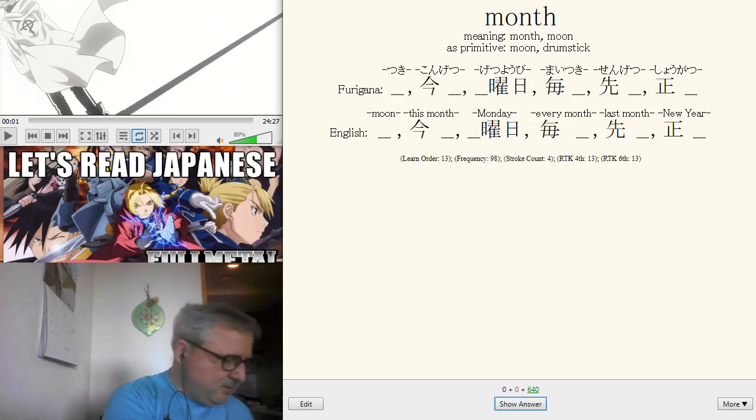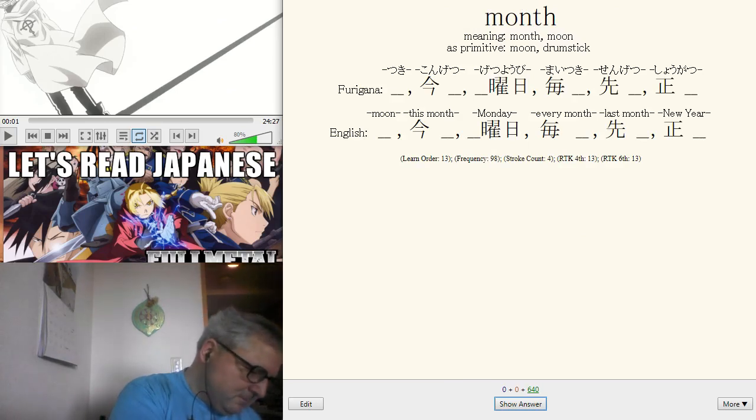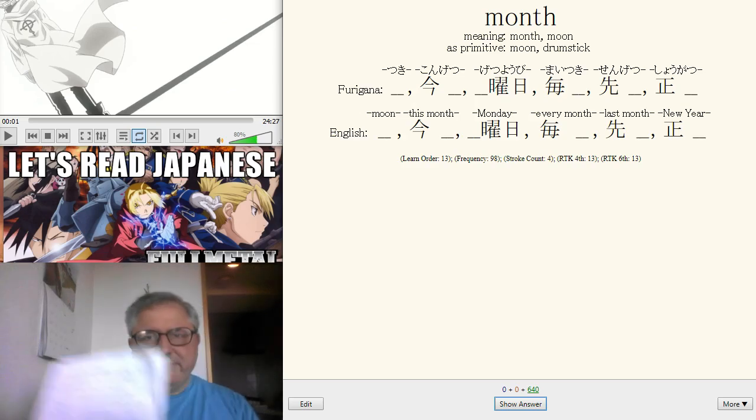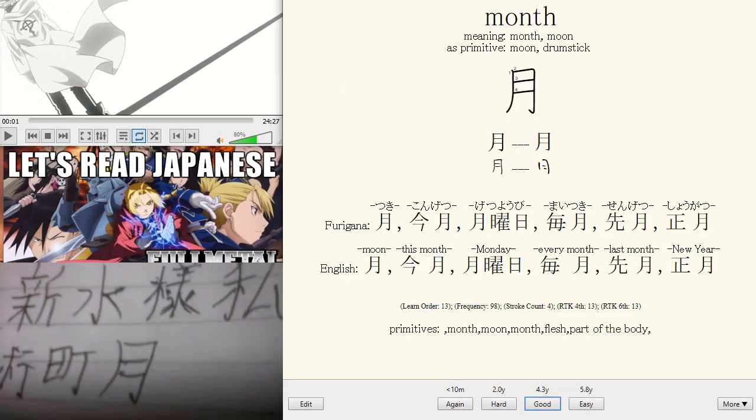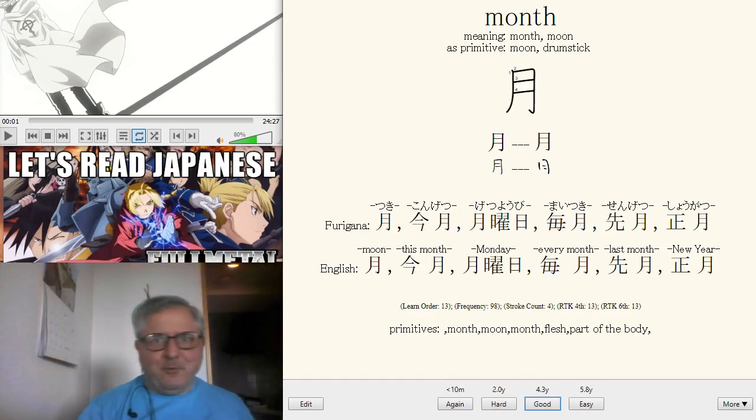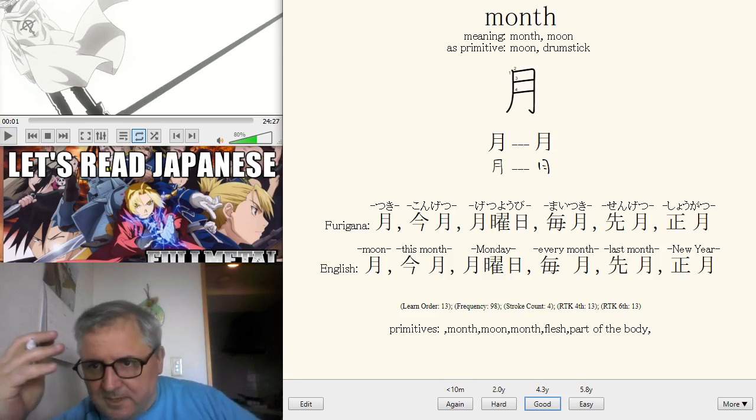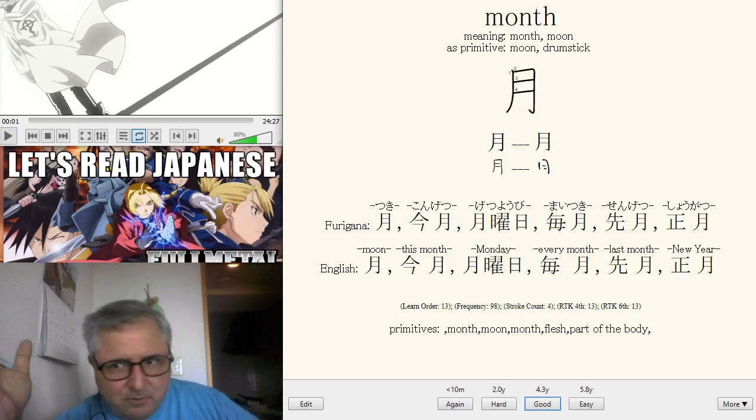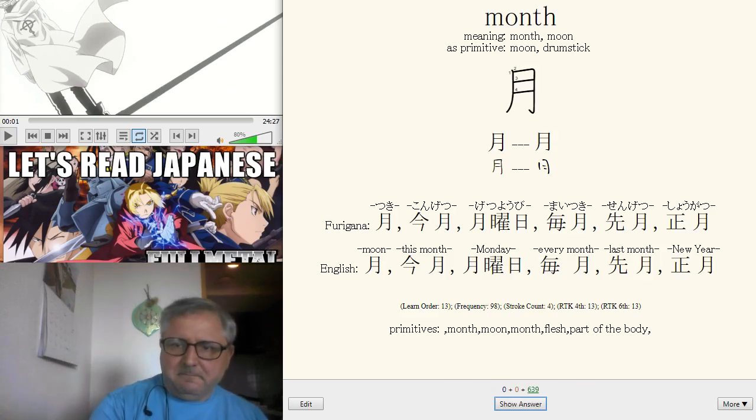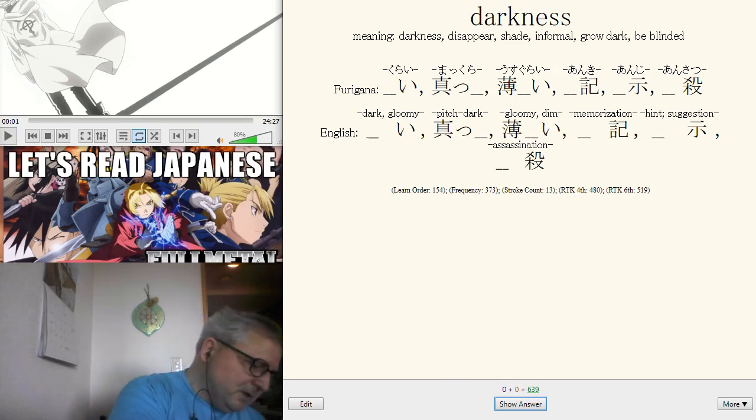Alright, month, Getsu. There we go. This is like super simple stuff. Yeah, this is like the 12th kanji you learn. Tsuki, Kongetsu, Getsu Yobi, Maituki, every month, Sengetsu, last month, Shogatsu, the new year. Shogatsu, good.